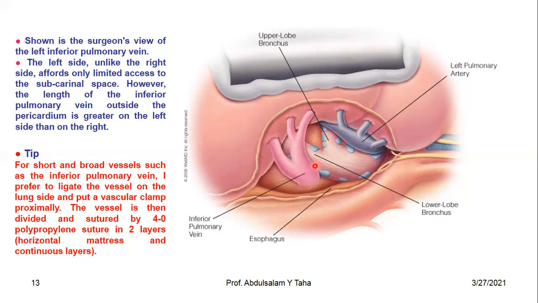Then I divide the vein in between, and I suture the proximal stump with 4-0 polypropylene suture in 2 layers. The first layer is the continuous mattress layer, and the second layer is a continuous over-and-over layer, so that we are definitely sure of a good control of the pulmonary vein without a possibility of bleeding.